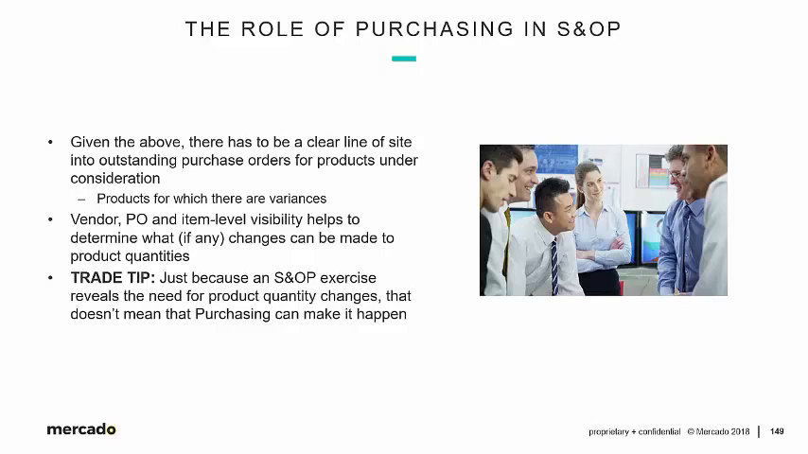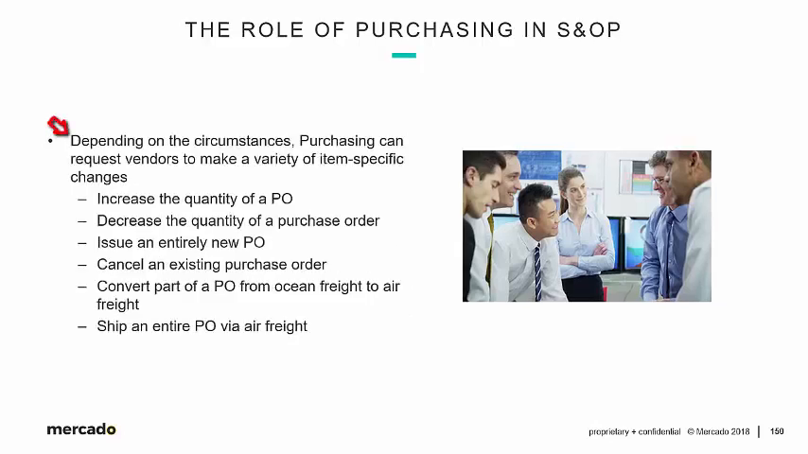As a trade tip, just because a sales and operations planning exercise reveals the need for product quantity changes, that doesn't mean that purchasing can make it happen. The reality of global trade in both time and space is that sometimes these identified needs cannot be met. That's just the way it is. We have to work closely in both our daily endeavors and sales and operations planning activities to minimize the probability of those circumstances arising. But the whole exercise begins with the acknowledgement that in global trade, sometimes it's just too late. Depending on the circumstances, purchasing can request vendors to make a variety of item-specific changes.